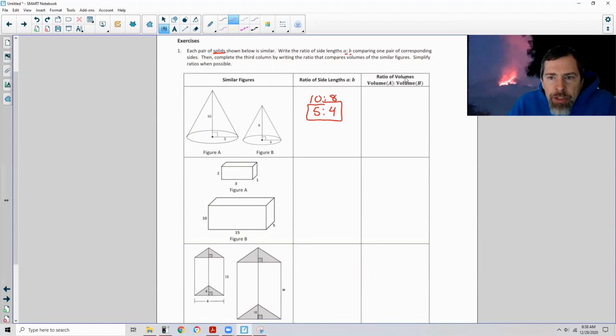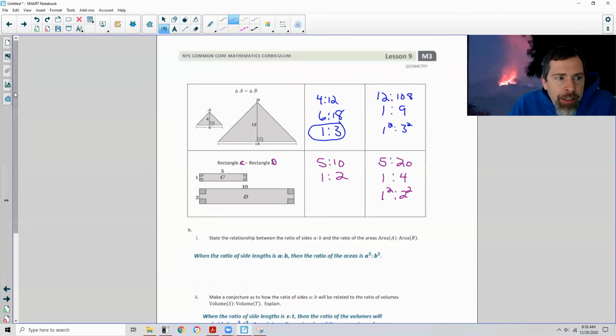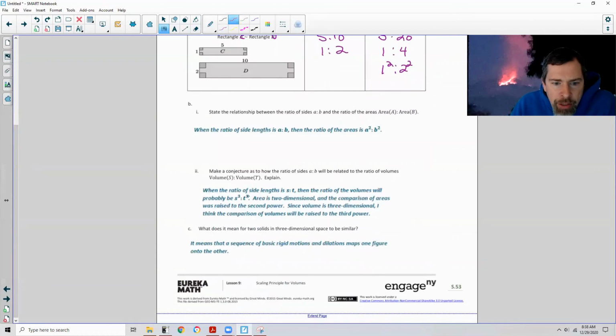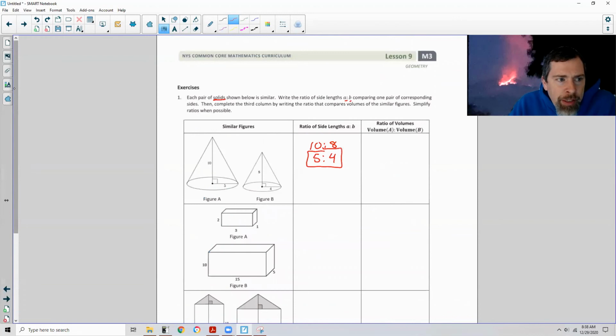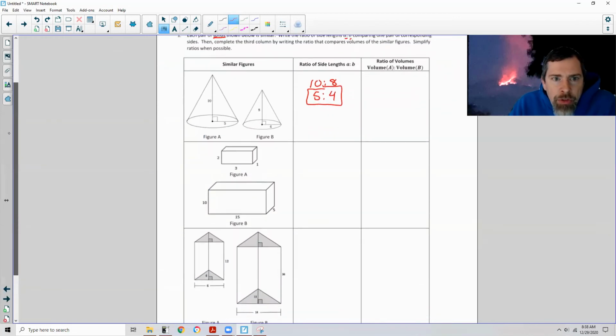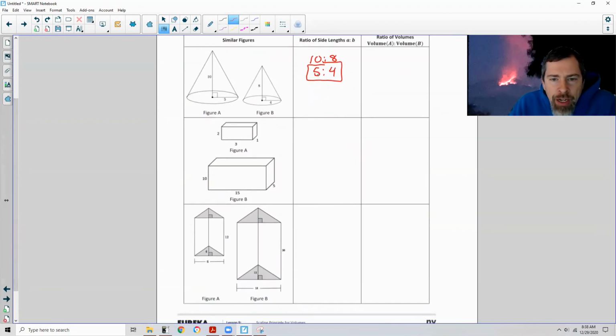So what we were saying on the prior page is that we're thinking S to T becomes S cubed to T cubed, and that's what we're trying to see. So keep that in mind. What's 5 cubed? Well, it's 125, and 4 cubed is 4 times 4, which is 16, times 4 is 64. So we're looking for 125 to 64 if what we said is true.